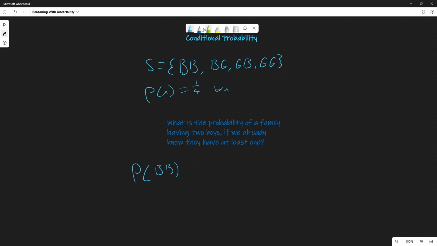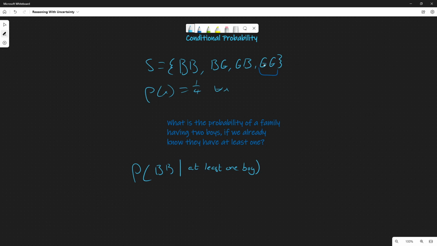So we can remove this one, because that doesn't fit the scenario. We've been given the knowledge that there is at least 1 boy. So only those first 3 are valid entries. So we want some way of denoting that. How do we do so? We use a vertical bar and then write down what we know, which is going to be at least 1 boy. Now, this isn't a very mathematical way of writing things. So we need some way of denoting our given knowledge some other way.